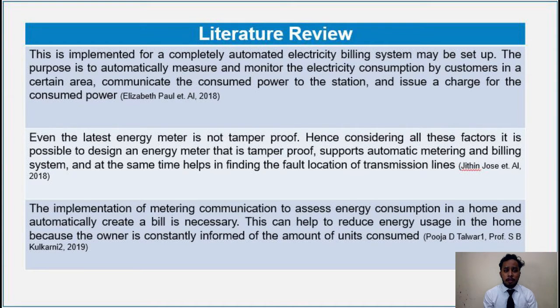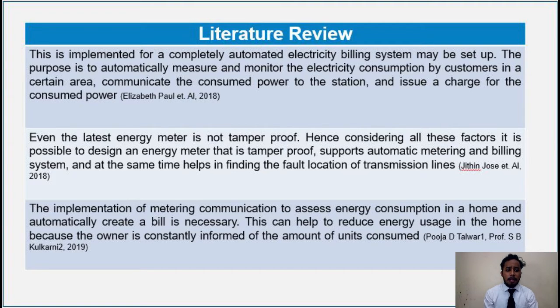Next, literature review. Even the latest energy meter is not tamper-proof. Hence, considering all the factors, it is possible to design an energy meter that is tamper-proof, supports automatic metering and billing systems, and at the same time helps find the fault location on the transmission line.